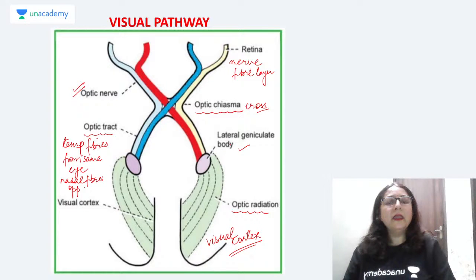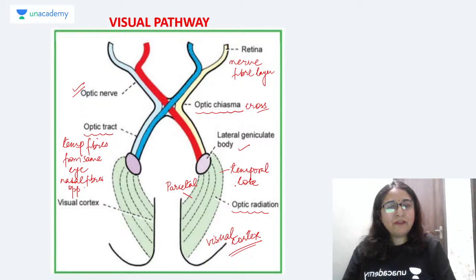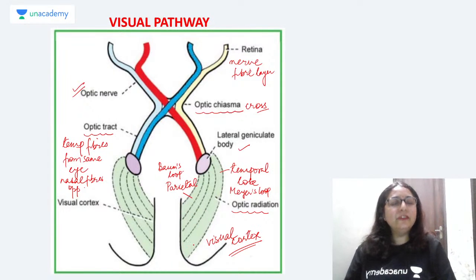But before moving to the visual cortex, some optic radiations go through the temporal lobe and some pass through the parietal lobe. The fibers responsible for the superior field go through the temporal lobe, making a Meyer's loop, and the radiations passing through the parietal lobe make a Baum's loop. Then they reach the visual cortex.